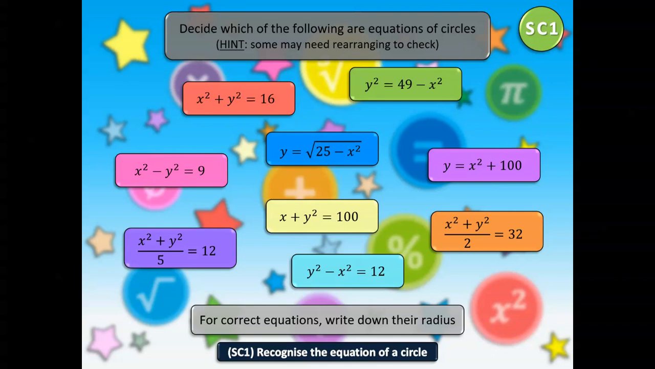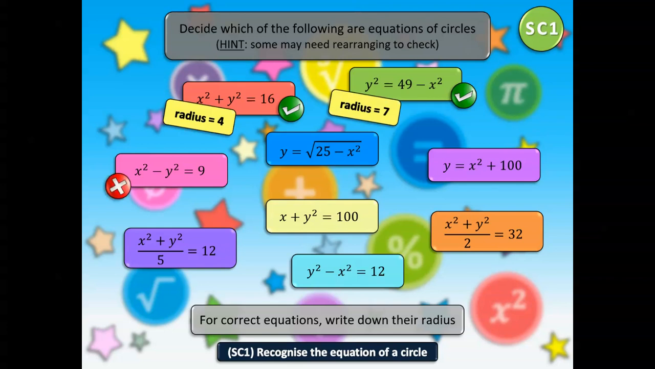Here are your answers. So this equation is the equation of a circle with a radius of 4. This equation is the equation of a circle, and its radius will be 7. This one isn't the equation of a circle. This one is the equation of a circle with a radius of 5.